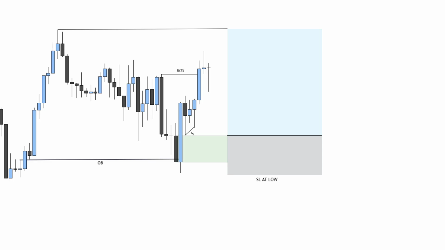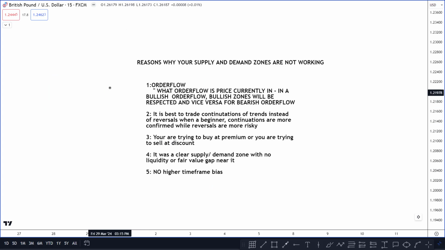You marked up your demand zone, you marked up your stop loss, you placed your target at the correct spot, and then what does the market do? The market comes in, plays around your range, and takes you out. Now you're -1R. What do you do? In this video, we're going over reasons why your supply and demand zones are not working.